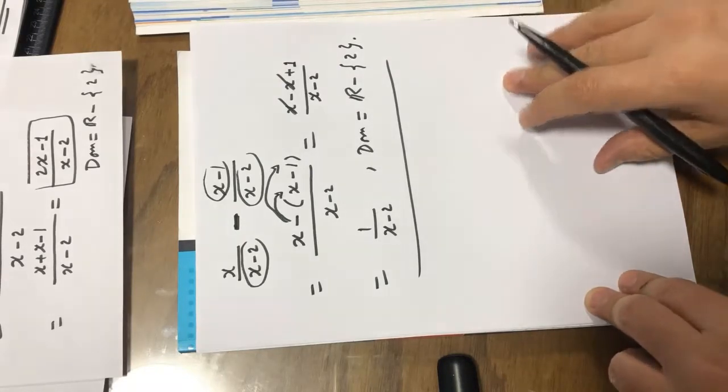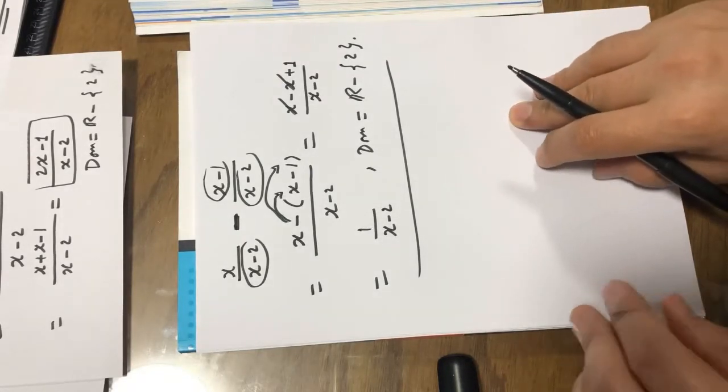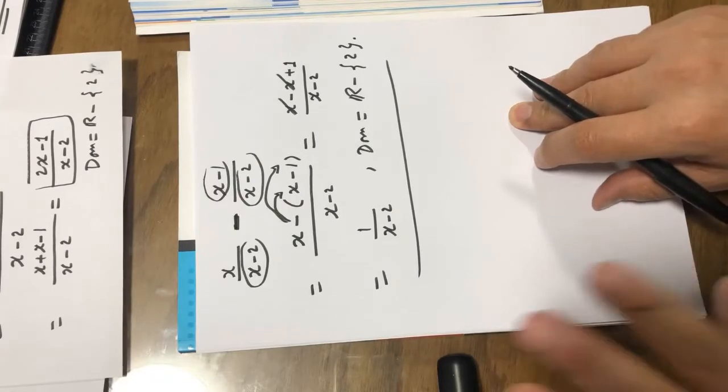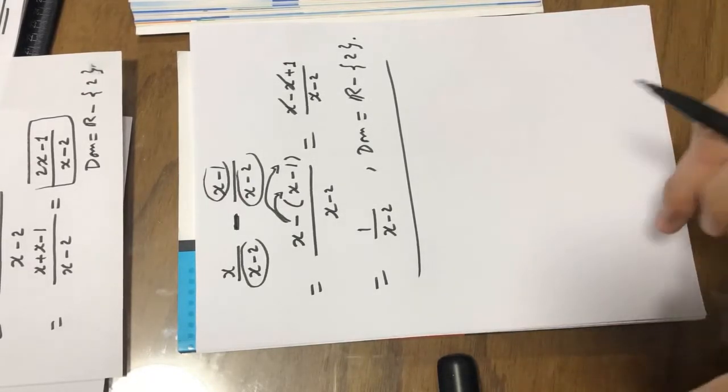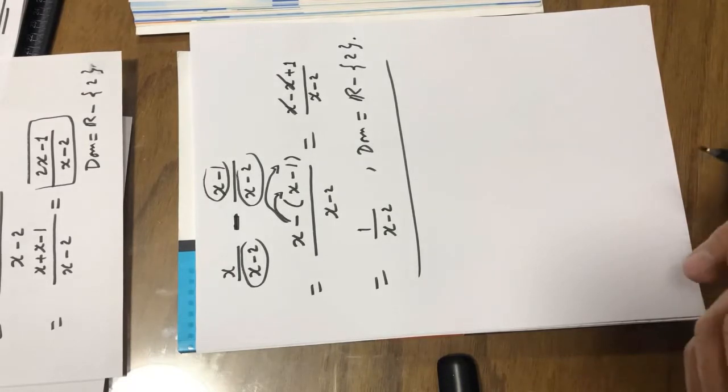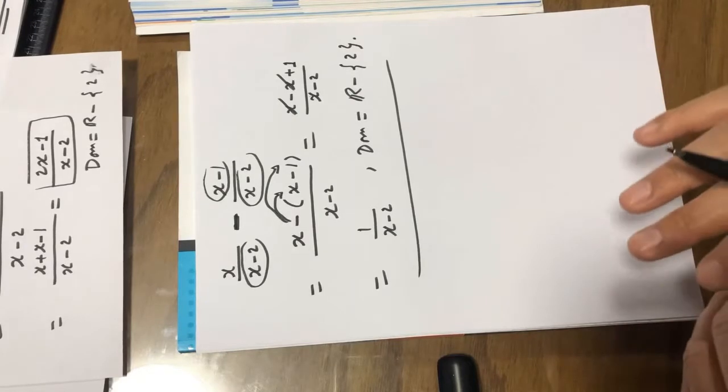So the steps of adding or subtracting algebraic fractions: the first important thing is to get a common denominator to add or subtract two algebraic fractions. This is our goal.